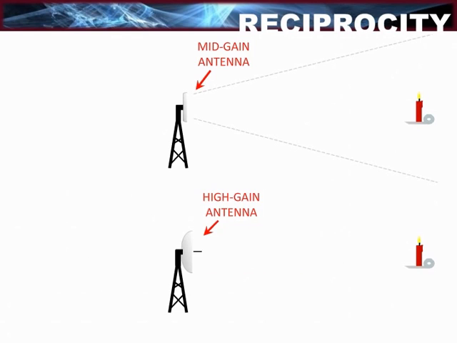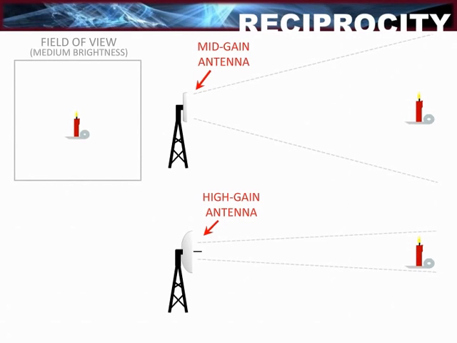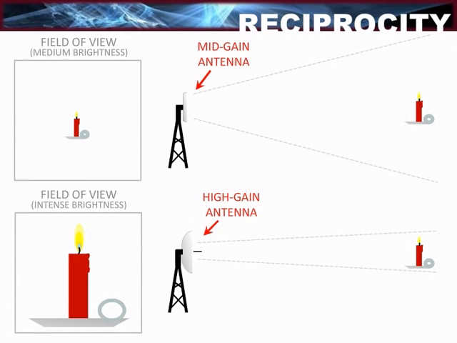Let's look at reciprocity from a different perspective. In this situation, the mid-gain antenna has a wide field of view, and the high-gain antenna has a very narrow field of view. Considering that the mid-gain antenna has a wide field of view, it does not see much of the candle. However, the high-gain antenna, with a very small field of view, is zoomed in on the candle, and therefore sees it very brightly.